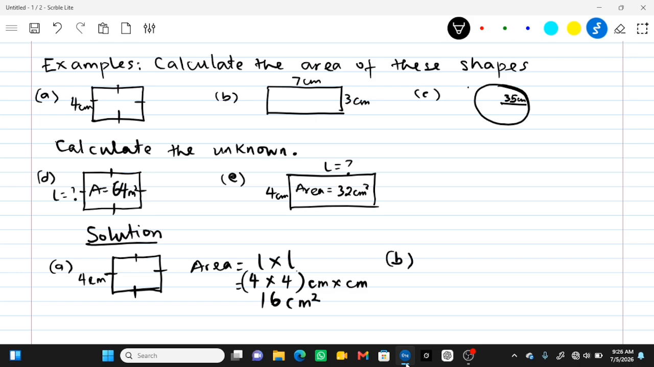In part B, we have the area is equal to length times breadth. So the length is 7 centimeters multiplied by 3 centimeters. 7 times 3 will give us 21. Centimeter times centimeter will give us centimeters squared. And we have another one.